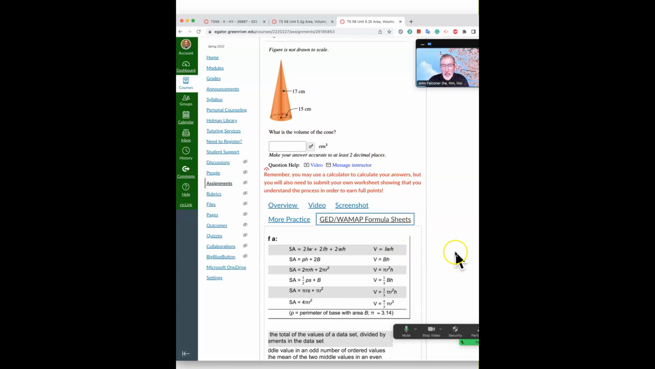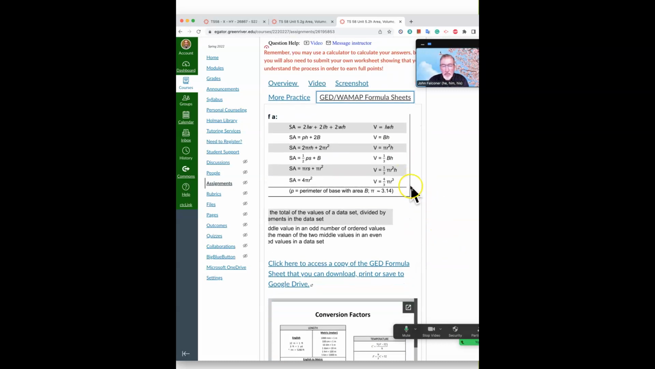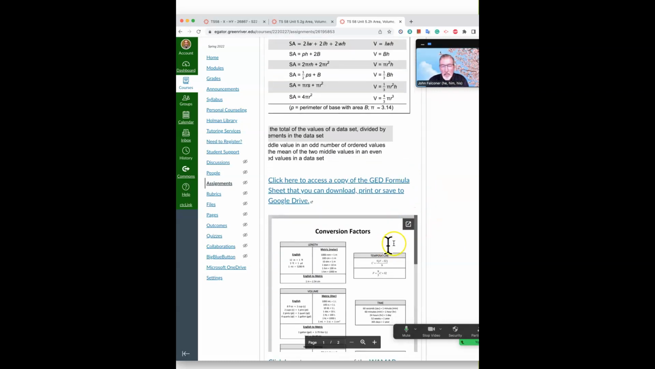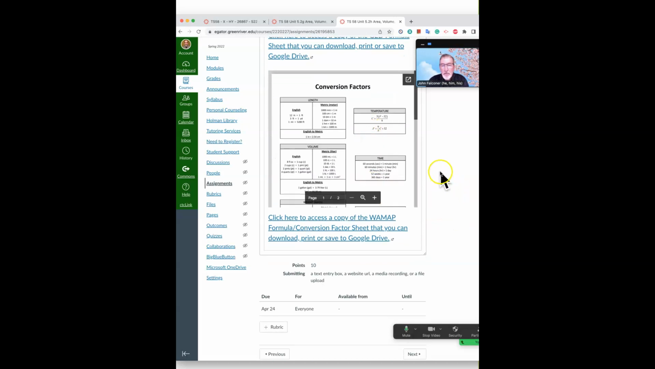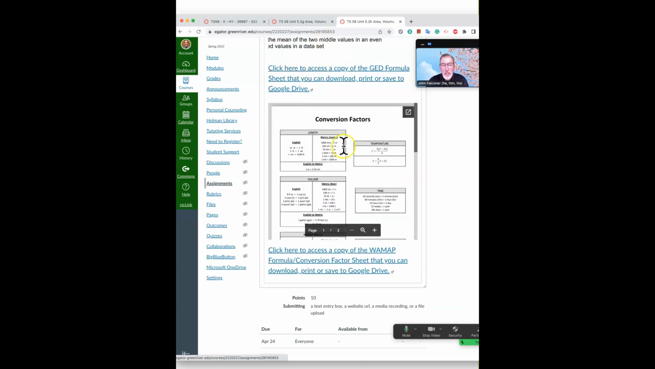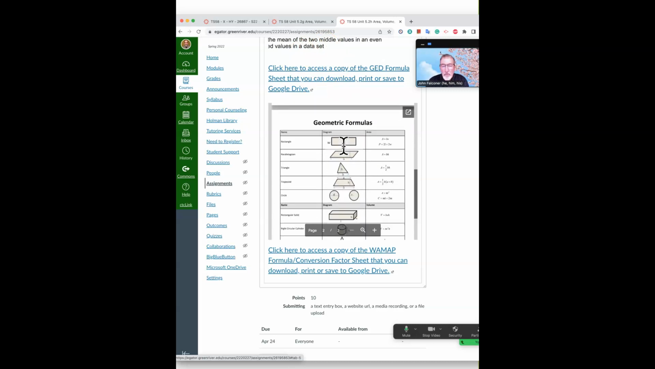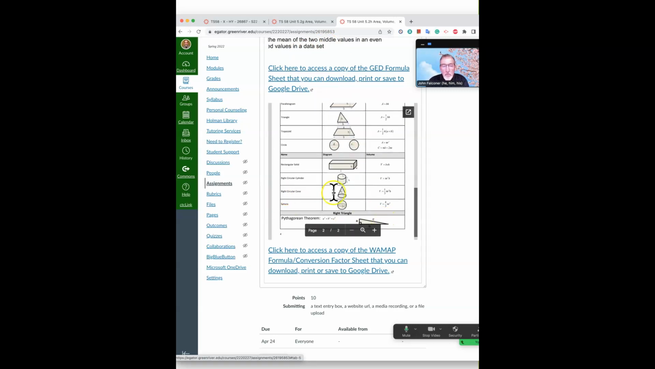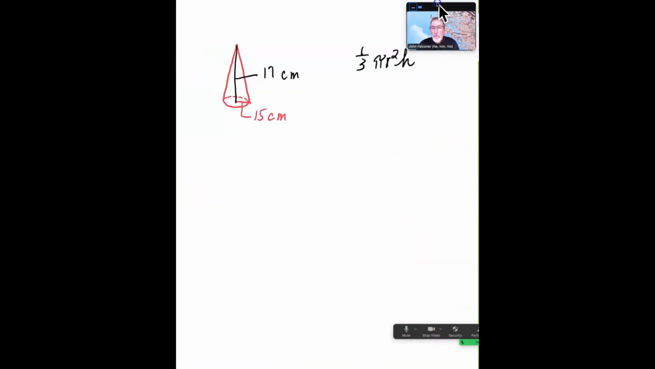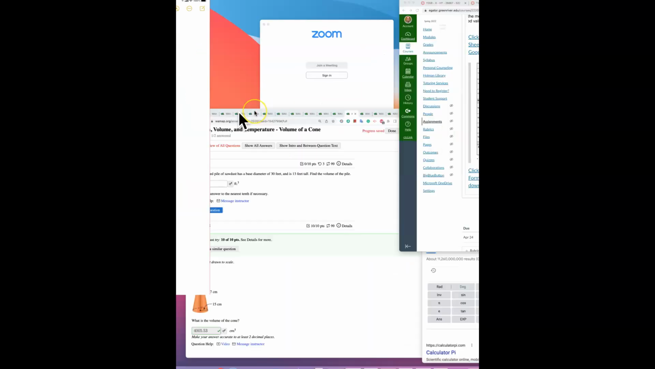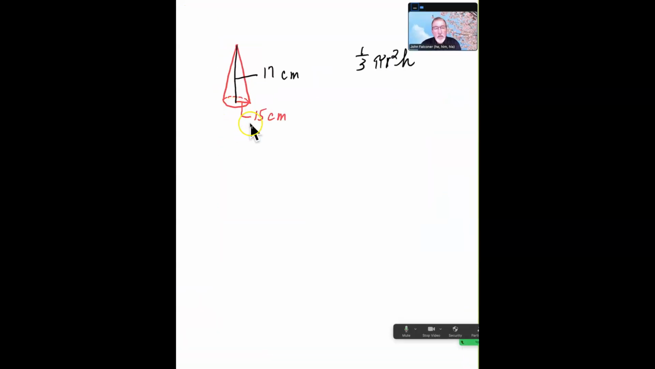This GED sheet does not have illustrations, but the WAMAP sheet does. So let's take a look at that. And you can make copies of these for yourself. You just click on the link, or you can just work with it from right here. So right circular cone is what we're looking at. Volume is 1/3 pi r squared times h. Okay, so let's take a look at how we're going to work this problem. So we've got 15 centimeter radius on the circle, and then 17 centimeter height.